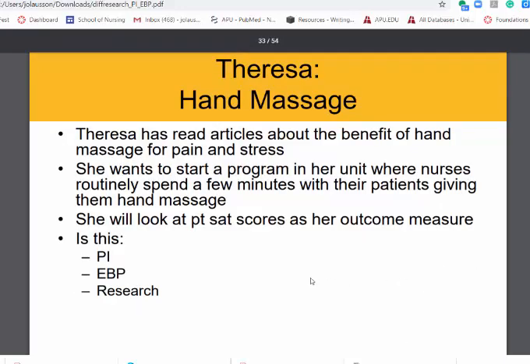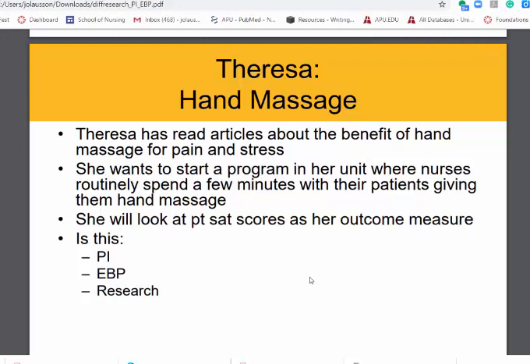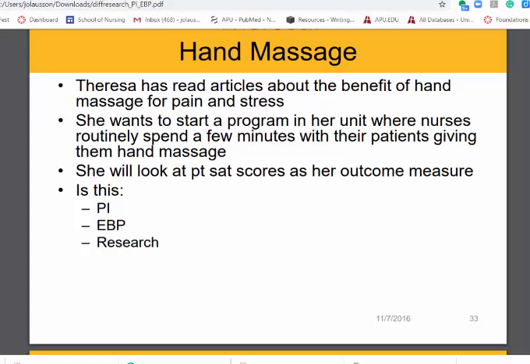Okay, let's look at this one, hand massage. Teresa's read articles about the benefit of hand massage for pain and stress. So read articles. This means probably there's research already out there about this. She wants to start a program in her unit where nurses routinely spend a few minutes with their patients giving them hand massage. She will look at patient satisfaction scores as her outcome measure. This would probably be EBP as well because there's already research out there about how massage can reduce pain and stress, and then she's going to bring this to her hospital. It's not currently there. A lot of you guys have questions that are kind of similar to this one. I think the key in this one is really that it's a program that she wants to initiate based on research that's already out there.